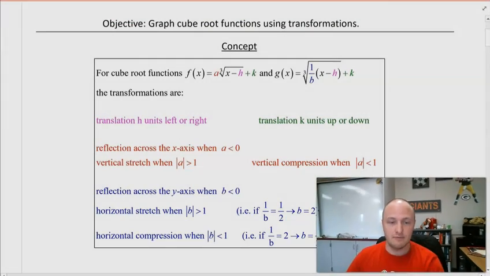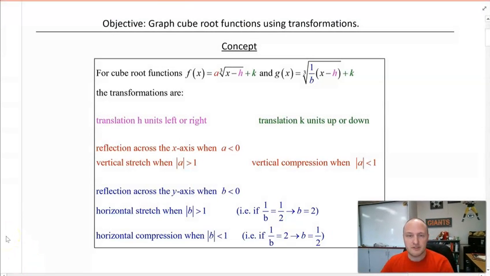Hi there, welcome to this video on graphing cube root functions via transformations for accelerated math 3. What we're going to do today is look at the cube root function and then go ahead and graph different functions via the transformations that are given.